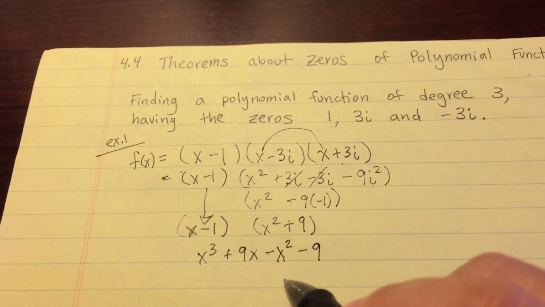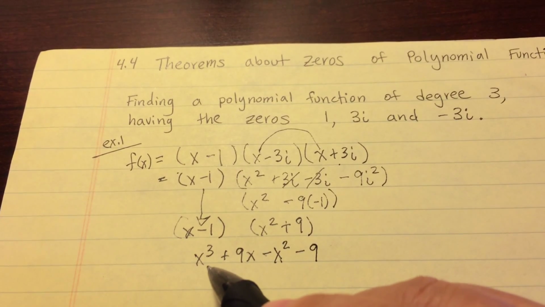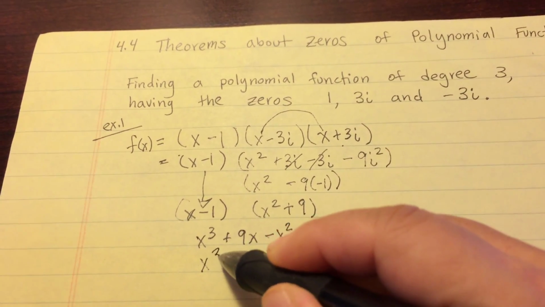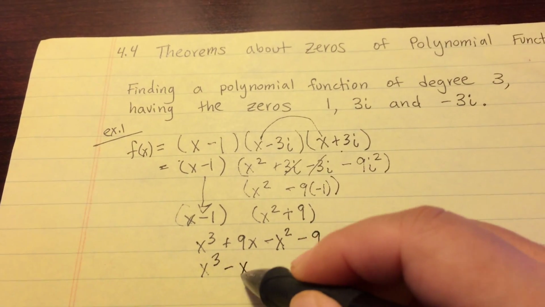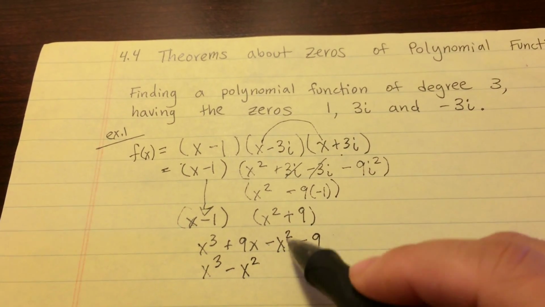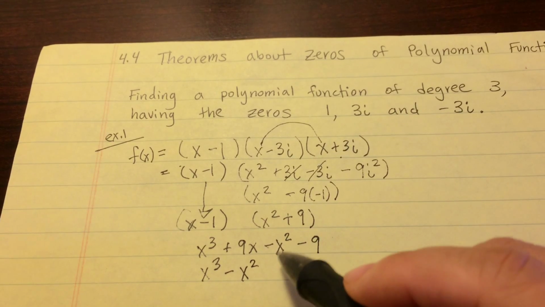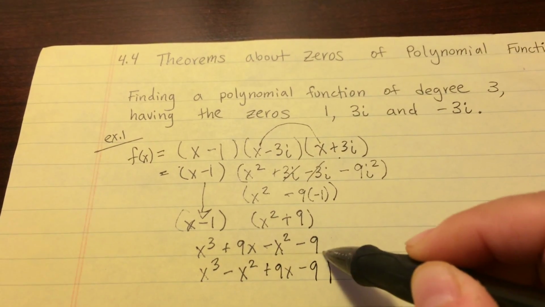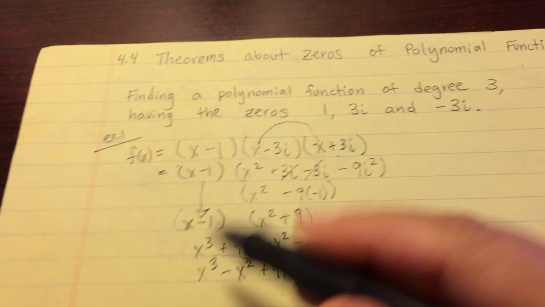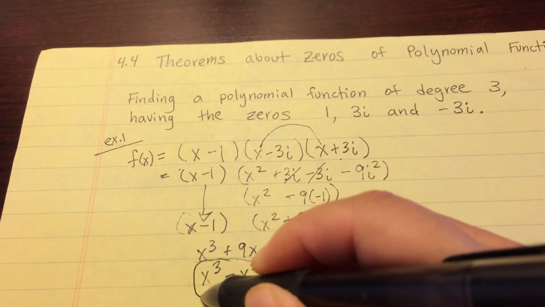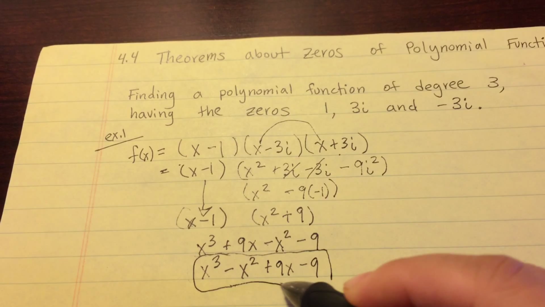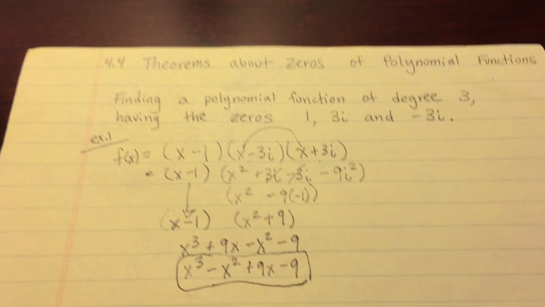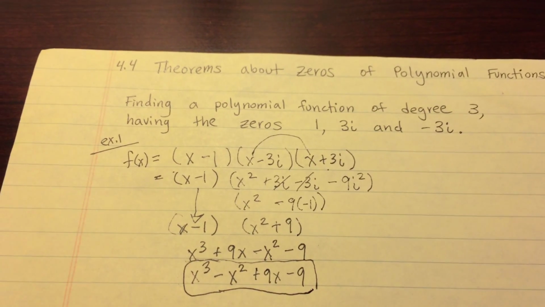From here, I just need to make sure the powers are in order. I have x to the third and x squared here, so let's put that in order: x to the third minus x squared. Remember, the negative sign always tags along with the variable. Then it becomes plus 9x minus 9. So that is your final answer. Again, in this case we're writing the equation, instead of going the opposite direction, which is finding the roots. Given the roots, we write the equation instead.